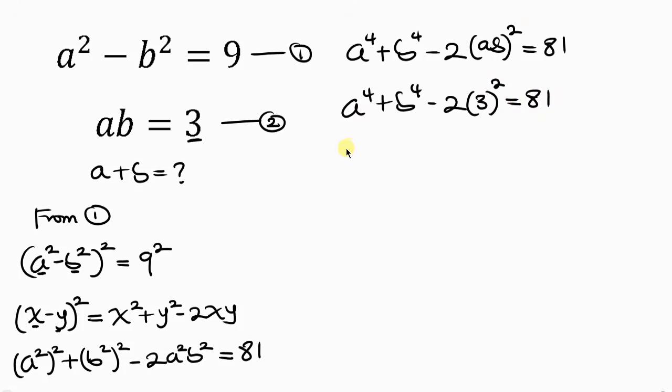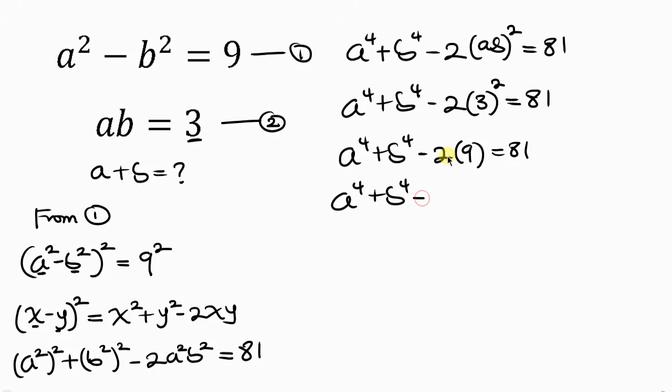So simplifying further, we have a to the power of 4 plus b to the power of 4 minus 2 times 3 squared, which is 9, equal to 81. Now this simplifies into a to the 4th plus b to the power of 4 minus 2 times 9 is 18, and this is equal to 81.